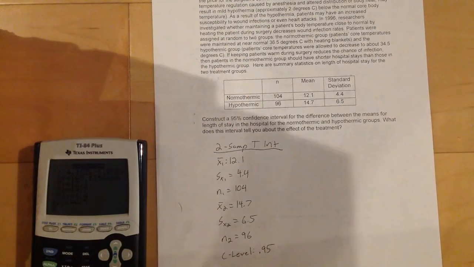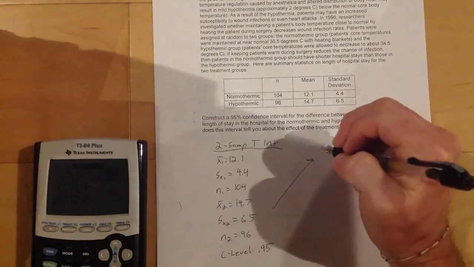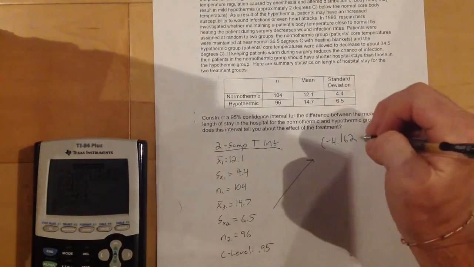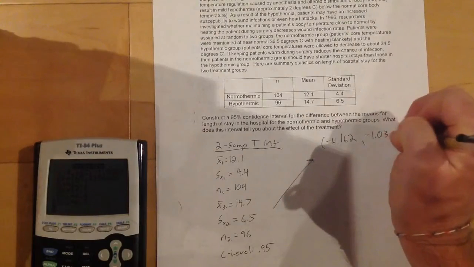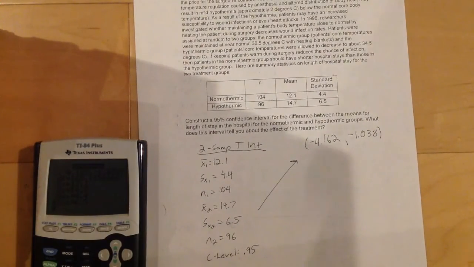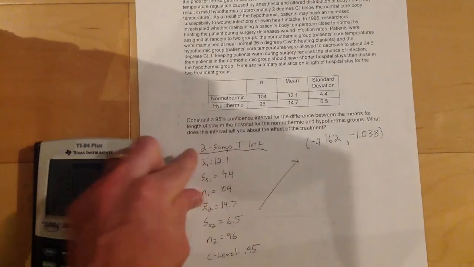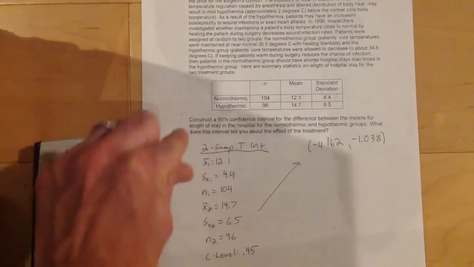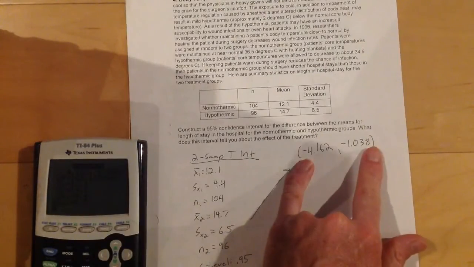Okay. So all of this gave us a confidence interval of negative 4.162 to negative 1.038. Now, a common question is, what happens if I flip and put all of these x1 values into x2 and take all of these x2 values and put them up in x1? All right, you will get the same numbers.